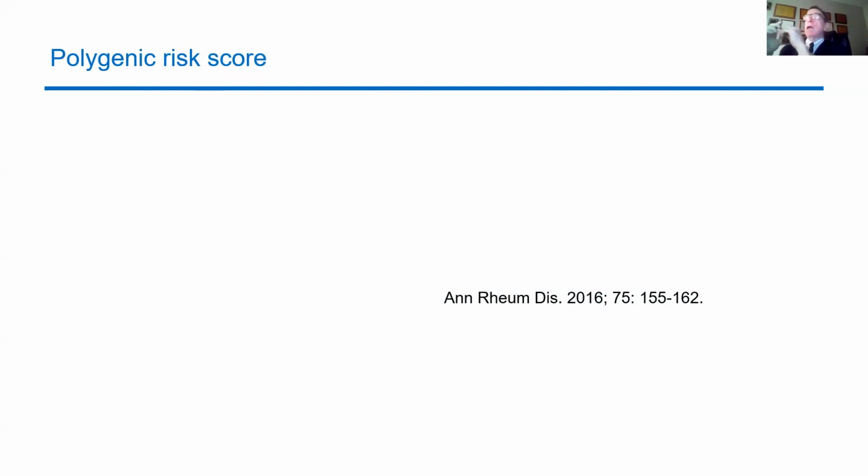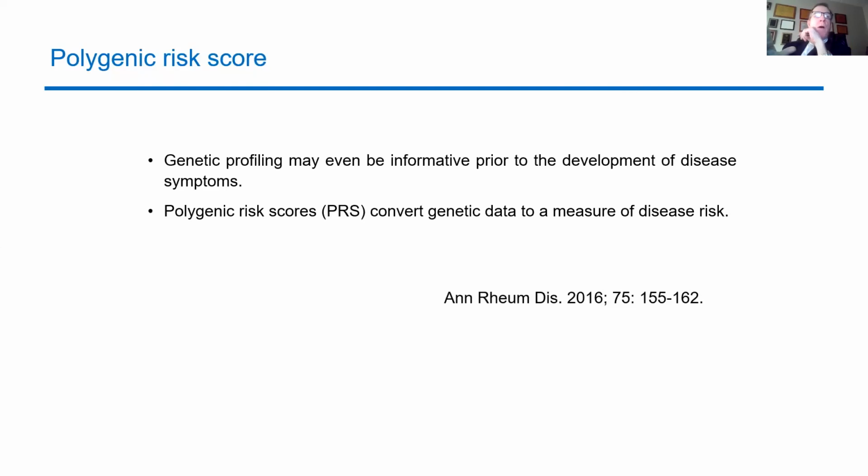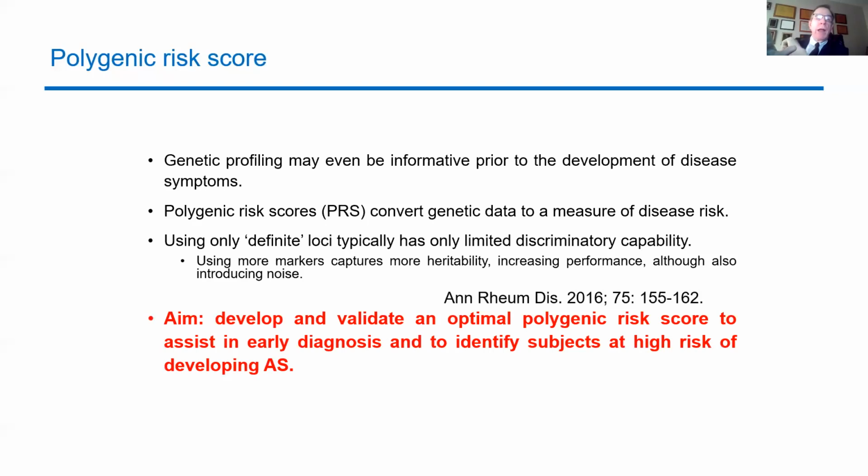And this is work that's actually in press in Nature Communications currently. Genetic profiling can be informative to developing disease symptoms. Polygenic risk scores convert genetic data to a measure of risk of disease. Especially if you use only definite loci, you only have limited discriminatory capacity. So the aim was to develop and validate an optimal polygenic risk score to assist the early diagnosis and to identify subjects at high risk for developing AS.